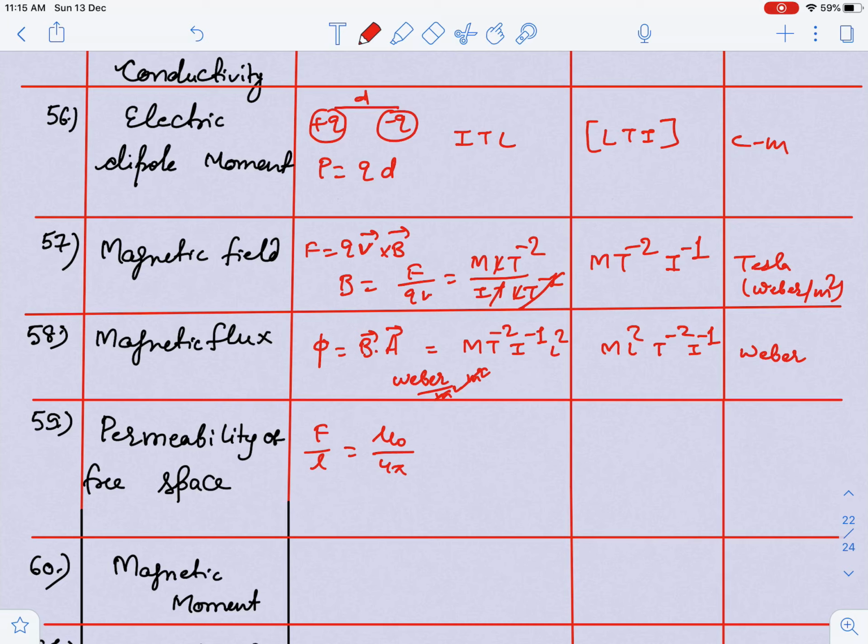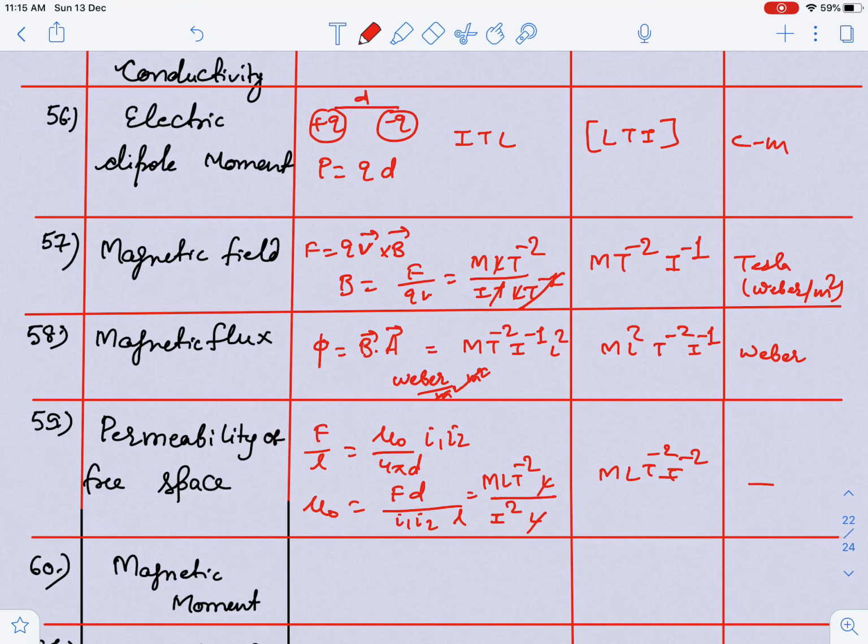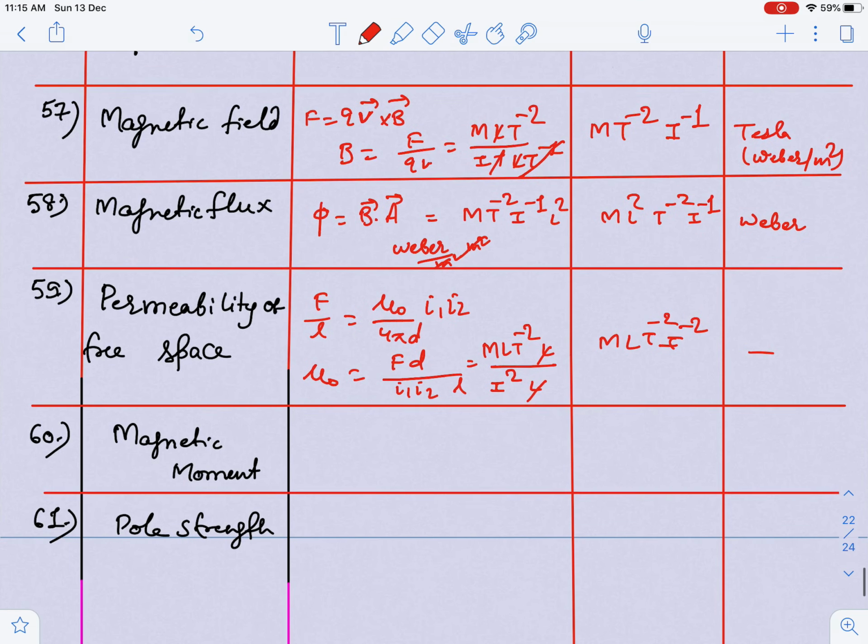Now, guys, permeability of free space. Force between two wires, force per unit length, you can write as mu naught by 4 pi d, I1 I2. So you can simply say that, guys, mu naught can be written as F into D, I1 I2 into L. 4 pi is a constant, so no need to write. Force is nothing but M L T^-2. This is L. This is nothing but I square. And L and L cancel. So can I write, guys, M L T^-2 I^-2. Dimension you can see accordingly.